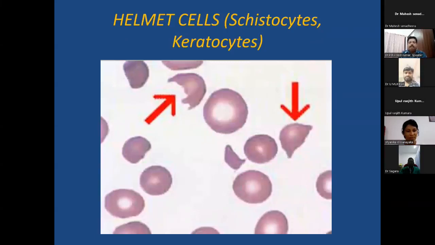So otherwise known as codocytes, helmet cells. These are due to schisis or splitting up of the erythrocytes during erythrolysis. If you see helmet cells, simply we can say that these are due to ongoing intravascular erythrolysis.